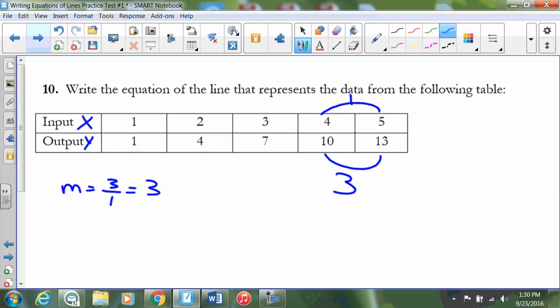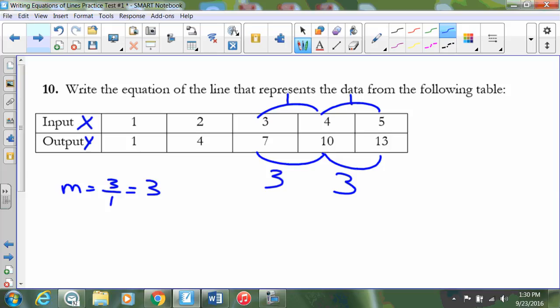We're not going to use 3 over 1. We could stop there. The reason why we usually do more than one pair of hoops is just to make sure we didn't make a mistake. 10 minus 7 is 3. 4 minus 3 is 1. Yep, there we go again. Our slope is 3.